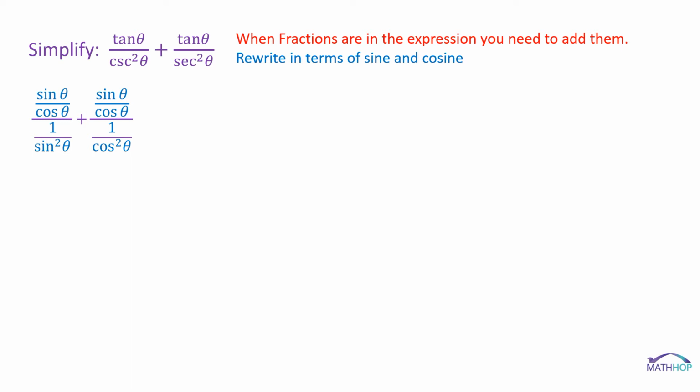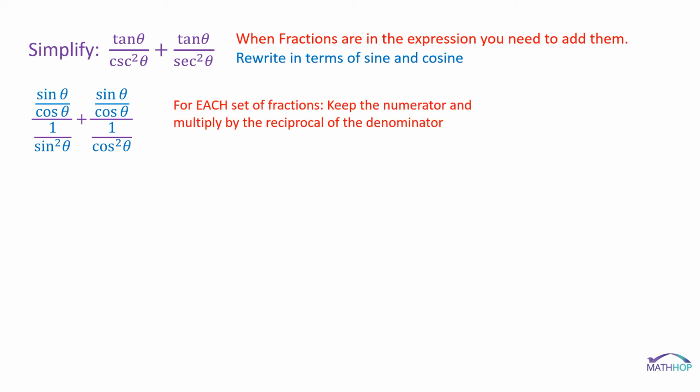All right, this might look horrible, but we had to do it, and it's not going to be that bad, because what we're going to do now is for each set of fractions, we're going to simplify them. And how? Well, we know how to divide fractions. We're going to keep the numerator and multiply by the reciprocal of the denominator, and then we'll get to adding these fractions eventually. So we're going to take sine over cosine divided by 1 over sine squared, and we are going to keep sine over cosine and multiply by sine squared over 1.